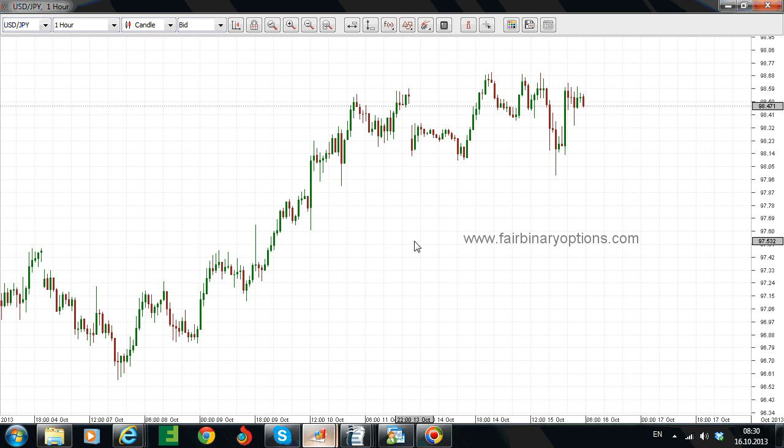Hello there, this is fairbinaryoptions.com, and like the name suggests, this is US dollar Japanese yen. It is only the 1 hour chart, but we like to trade binary options based on this expanding triangle.